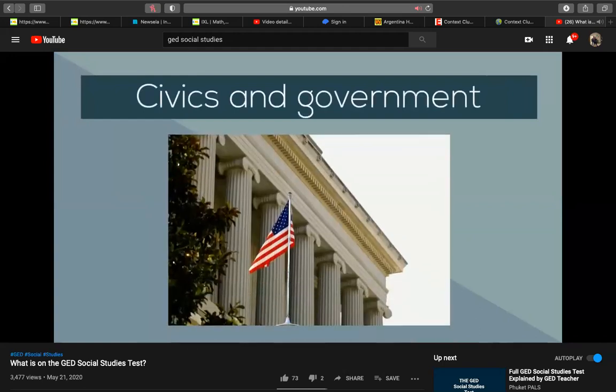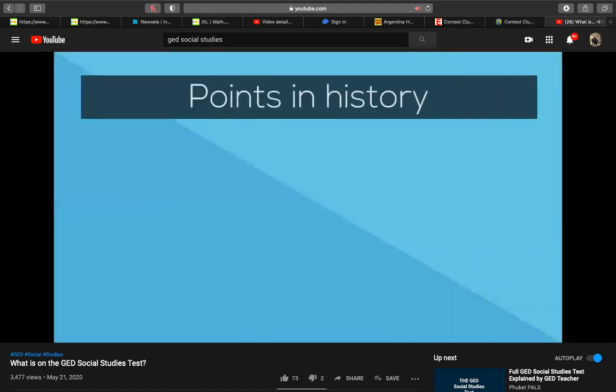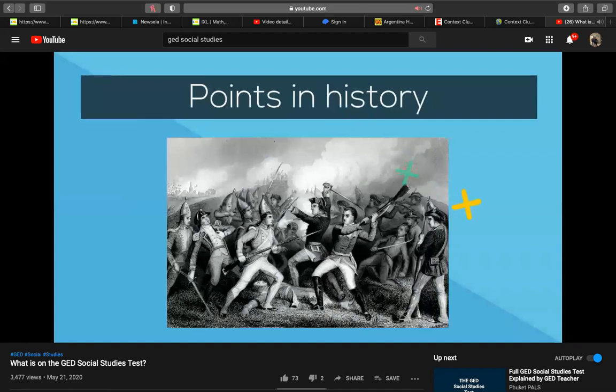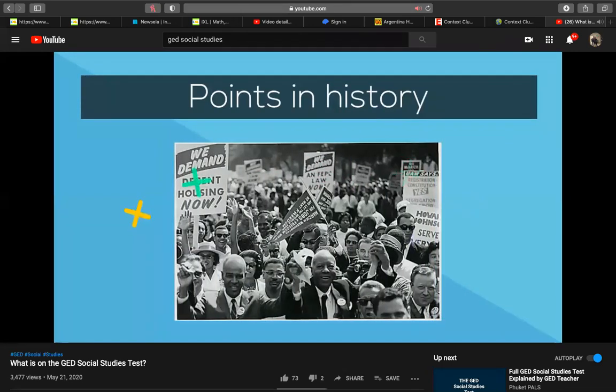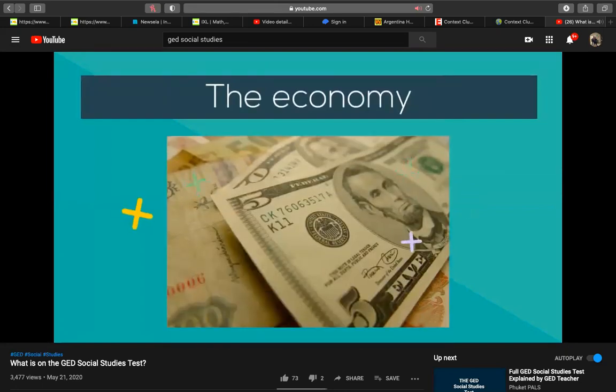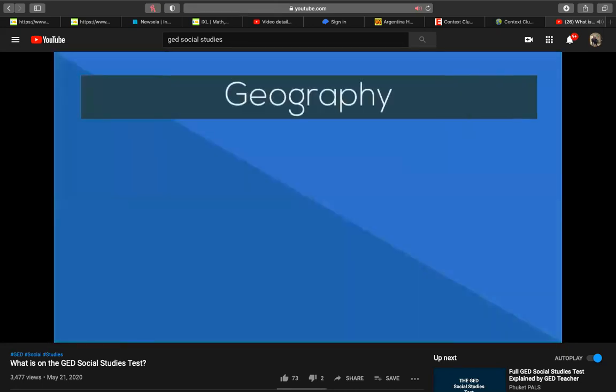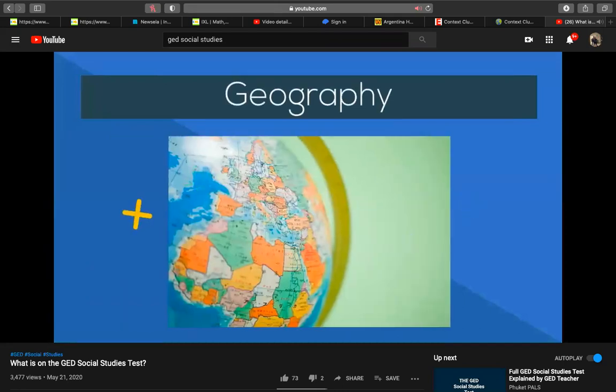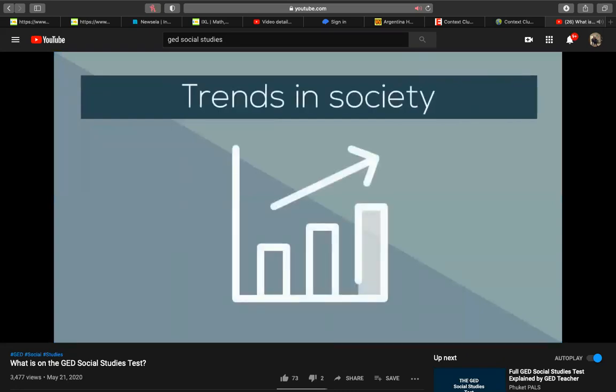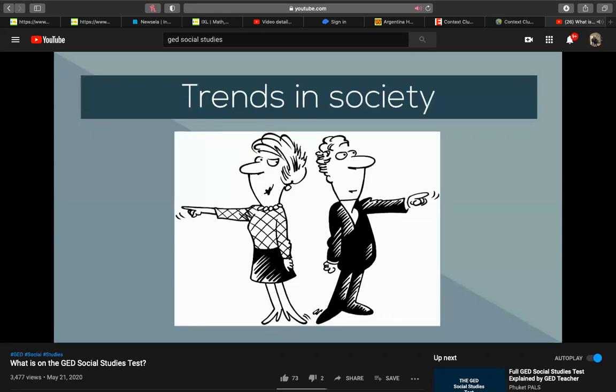Let's look at it. Half of the test focuses on civics and government, covering topics like the structure of the US government and how the electoral system works. You'll need to know major points in history, such as the American Revolution, wars, and civil rights movements. Don't worry, you won't need to know specific dates. You'll have questions about how the economy works and your role as a consumer. Geography is part of the test where you'll be interpreting data shown through charts and maps. Trends in society will be shown through graphs and other visuals, including photos and political cartoons.